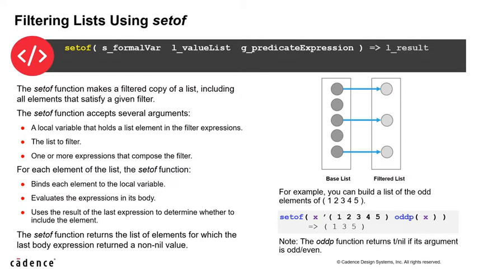In other words, if it tests true or non-nil, it will then be put in the output list. If it tests nil, it would then be excluded. And so the net result is the setof function will return the list of elements for which the last body expression returned a non-nil value.